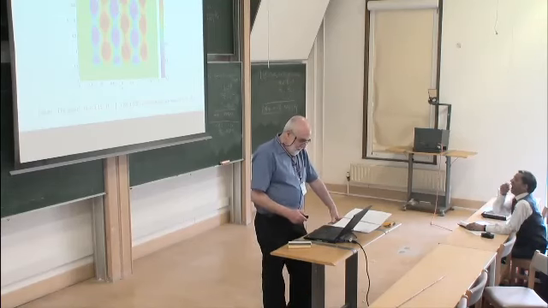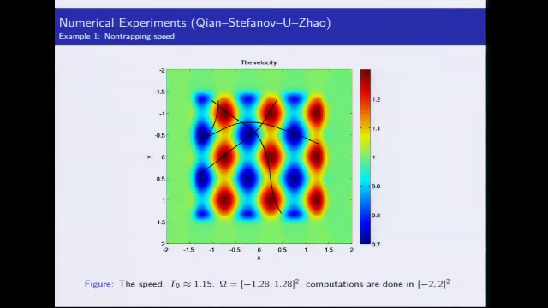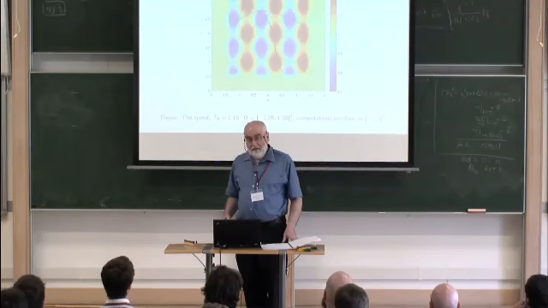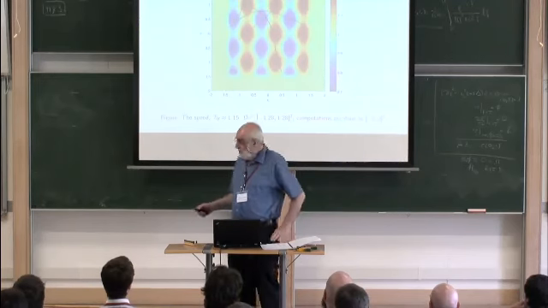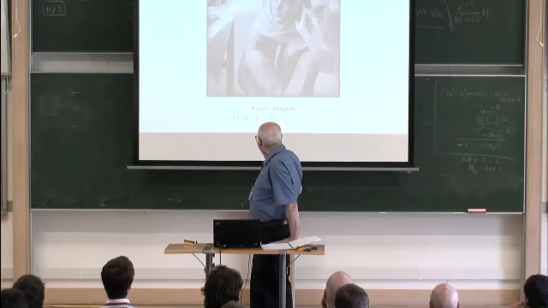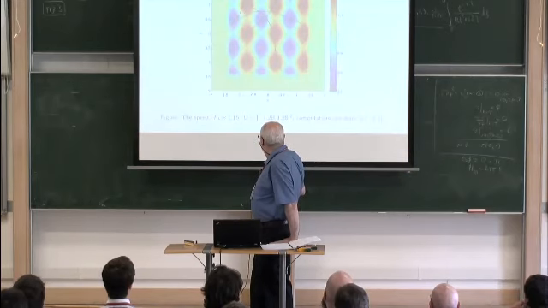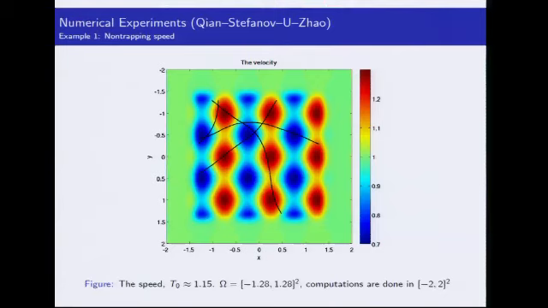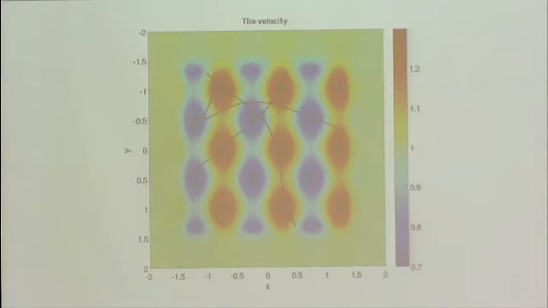So this corresponds to a speed where there is non-trapping. This is the velocity, all the rays leave. So every ray has finite length. And this is the diameter. This is the domain, and the computations are done here.